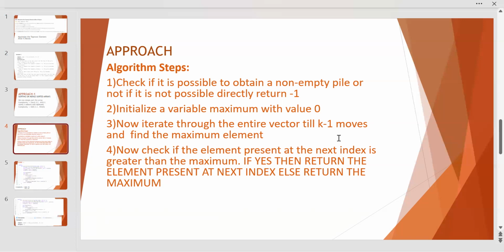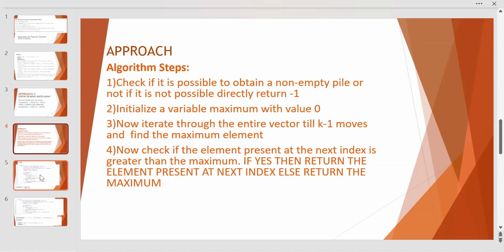After that, in the kth move, we will have only two options. Either we can remove the element or we can replace the element. If we remove the element, then the topmost element will be the element present at the next index. So we will compare the element present at the next index with the maximum. Maximum is the maximum out of the elements that we have removed. If the element at the next index is greater than the maximum, then we will remove the element and return the element present at the next index. Else we will return the maximum. So this will be our approach for this particular question.